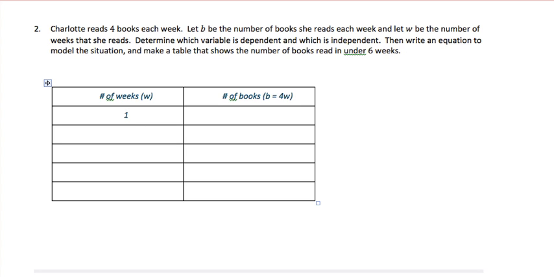So if she reads for 1 week, that's going to be 4 times 1, which is 4 books. 2 weeks will be 8 books. 3 weeks will be 12 books. 4 weeks is 16 books. And 5 weeks will be 20 books.